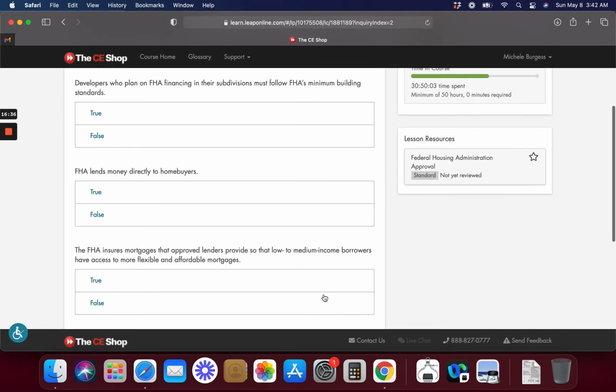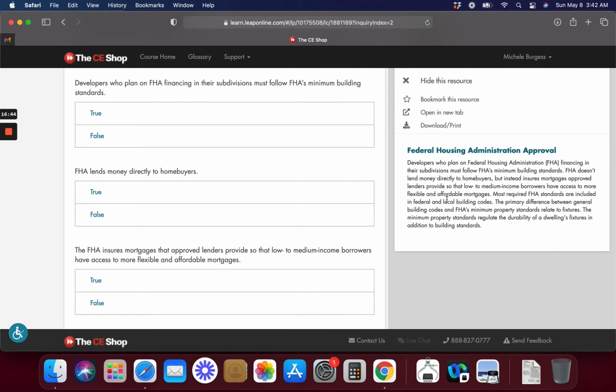Okay, developers who plan on FHA financing in their subdivision must follow FHA's minimum building standards. All right, let's look at this. Developers who plan on FHA financing must follow FHA's minimal building standards. FHA doesn't lend money directly to home buyers. Instead, they insure mortgages approved lenders provide, so low to medium income borrowers have more access to flexible and affordable mortgages. Most required FHA standards are included in federal building codes. The primary difference between these codes relate to fixtures.